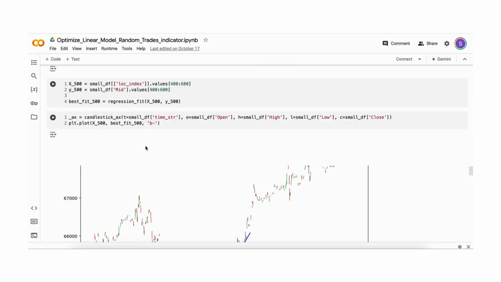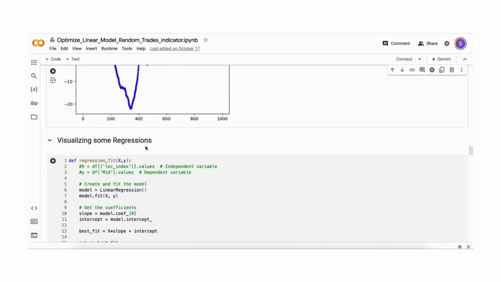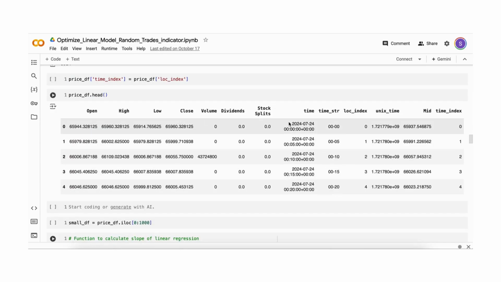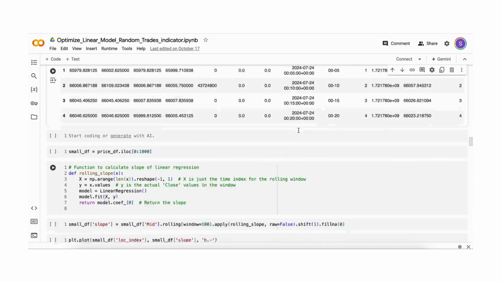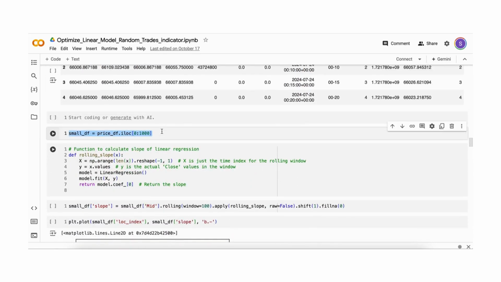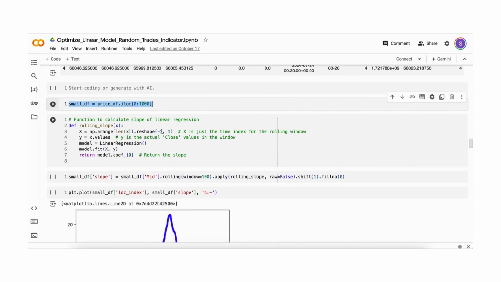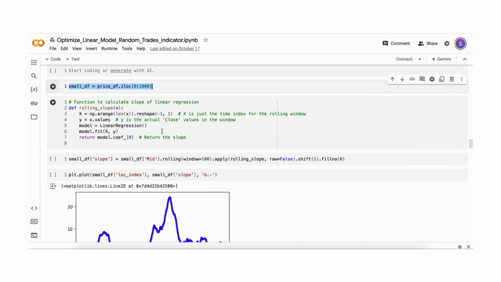So we will start with our usual setup, where we start with the Bitcoin data in a 5-minute time frame. And then we start with the first 1,000 data points in this algorithm. And now the first thing we need to calculate is the slope of a linear regression. What we are going to do is to apply this function called rolling slope, which is going to take the last 100 data points and then calculate the slope of the linear regression.